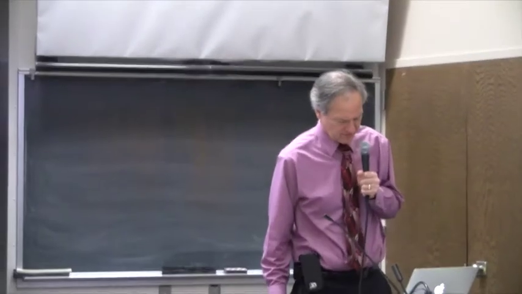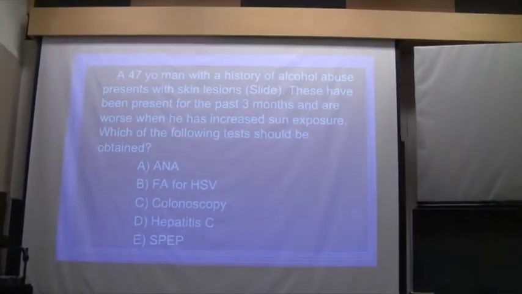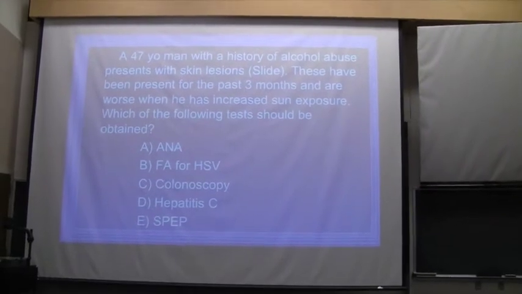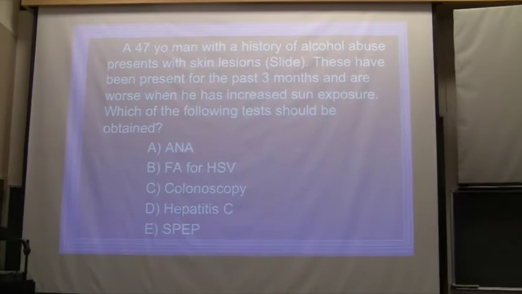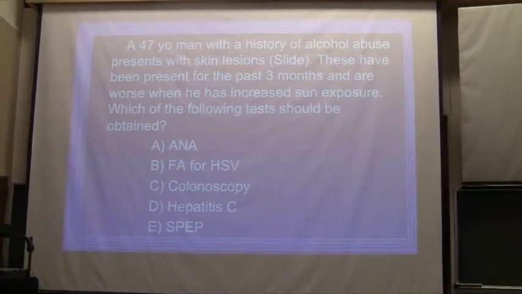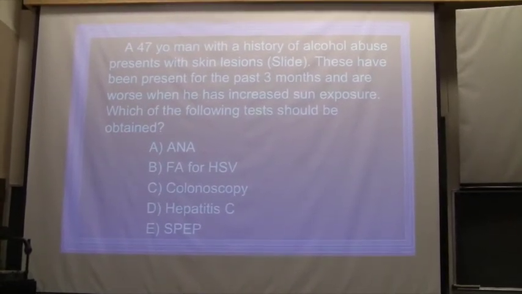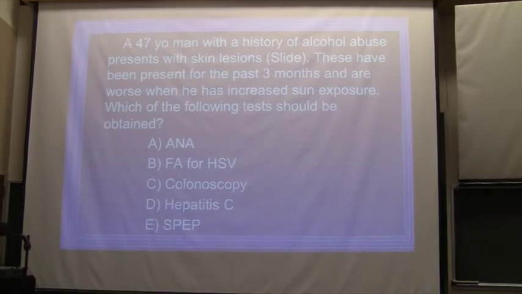So I'm going to go through a few cases here and go through a lot of pictures and talk about a bunch of different common things, both you can see visually, but also some medical problems that are pretty common in patients that are homeless. Here's the first one. A 47-year-old with a history of alcohol abuse presents with skin lesions. These have been present for 3 months and are worse when he has increased sun exposure. Which of the following tests should be obtained?